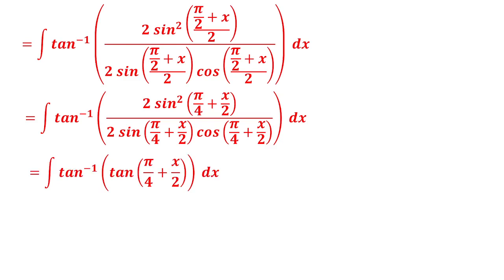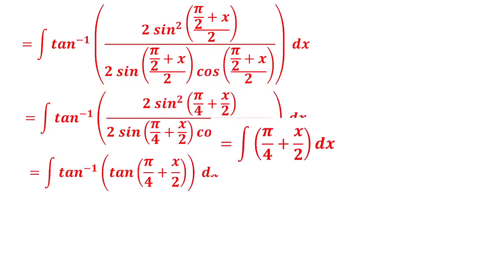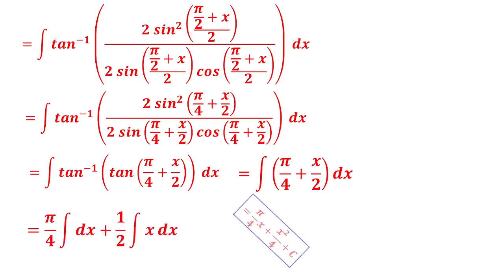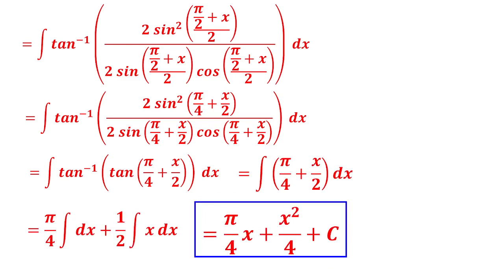You will get tan of (pi by 4 plus x by 2). Therefore pi by 4 plus x by 2 you have to integrate. Final answer is pi by 4 x plus x square by 4 plus c. Please check out the numerator: 1 plus sin x is replaced by 1 minus cos of something. There is a technique in this problem. Then only it will get simplified with the denominator. Fine.